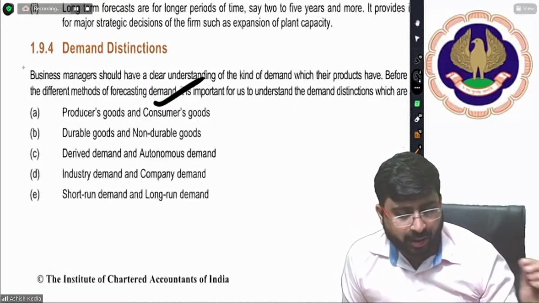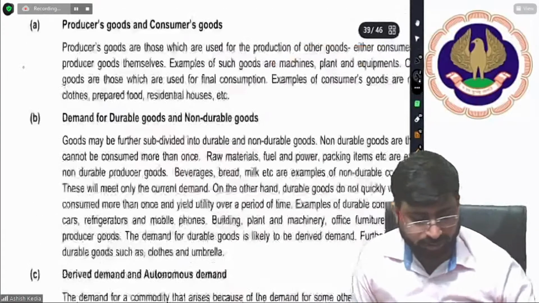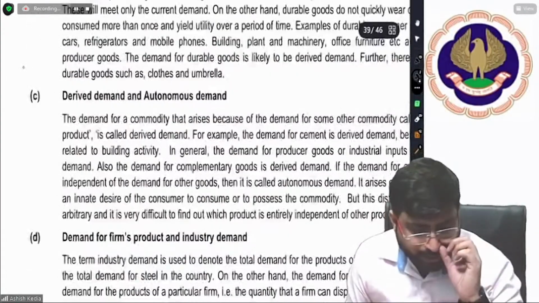Next we move on to derived demand and autonomous demand. Pay attention everybody.